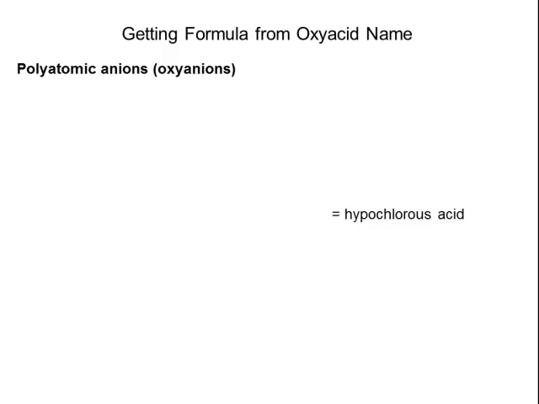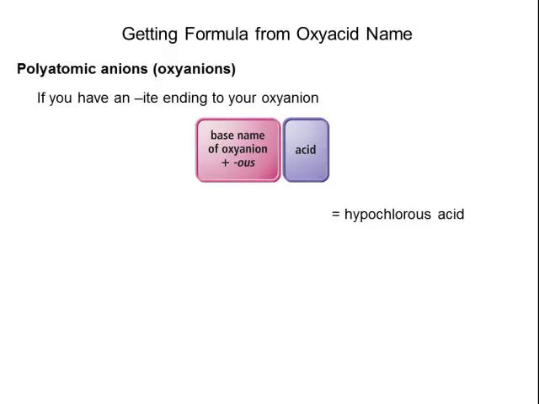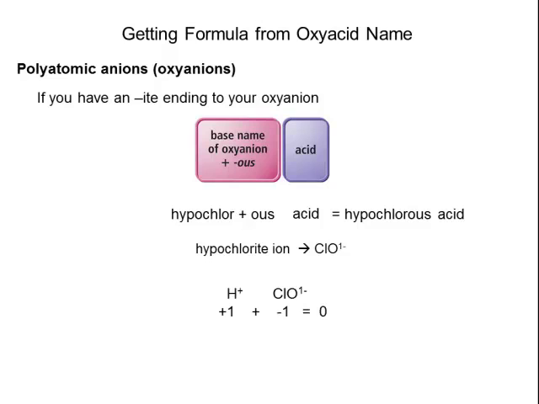Let's look at hypochlorous acid. What I need to look at is the ending there. It's the ous. That tells me something. It tells me that if I'm using ous, that means I'm using an oxyanion that should have an ite ending to it. So remember, I added an ous to anything that had an ite ending. So when I work this backwards, I drop the acid, drop the ous, I'd end up with hypochlor, add the ite to it, so I get hypochlorite ion. The hypochlorite ion is ClO1 minus. So I've got ClO1 minus.